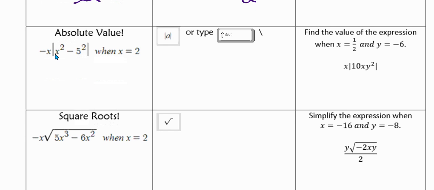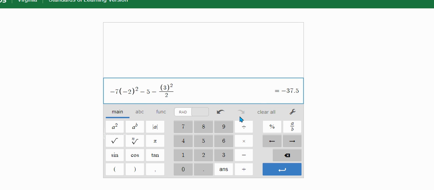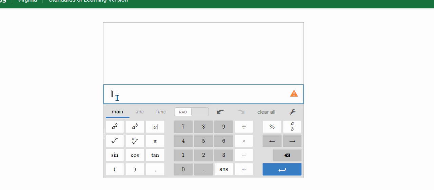Absolute value is actually a key directly on your keyboard. If you look for this backslash, it's right above the enter key. Right above that, if you hit shift and then that key, you actually have the absolute value bar, or one of them, on your keyboard. Or of course, you could just click on this button right here. That lets you use the absolute value inside of there.